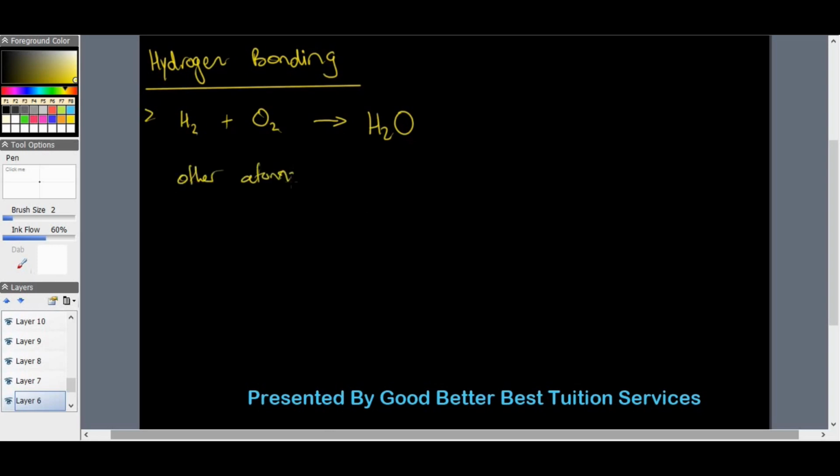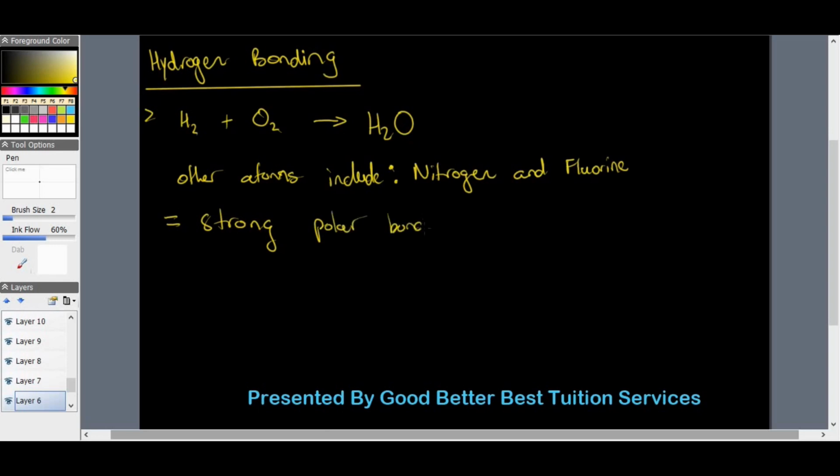Other atoms also include the following: nitrogen, as well as fluorine. There we go, that's how you spell it, fluorine. Then we have a situation where strong polar bonds are formed. Very strong polar bonds.